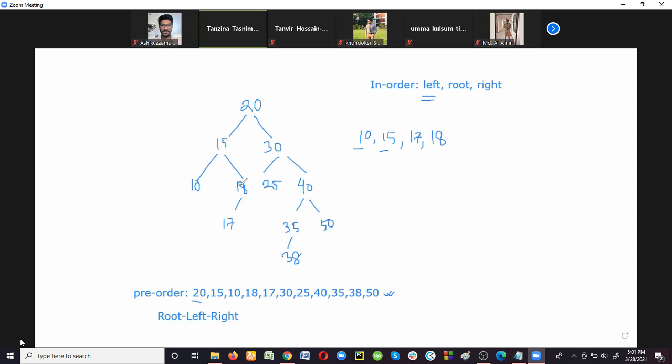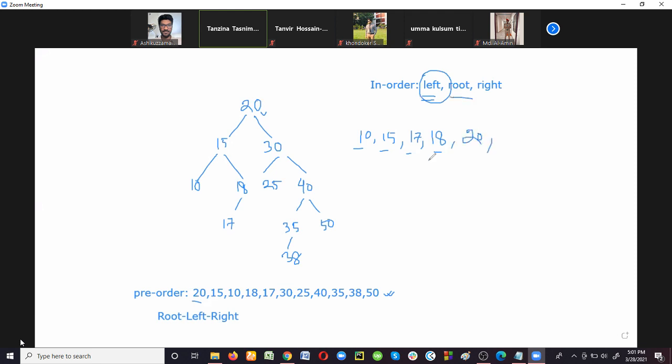And when a root node appears, we can't take it before taking its left and right child. So for 18, the left child is 17, so take it. After taking left child, now we can take the root, that is 18. Then right child, but 18 doesn't have right child, so we can move on to this root node. Now we have traversed the left subtree, right? After traversing the left subtree, now take the root node, that is 20.